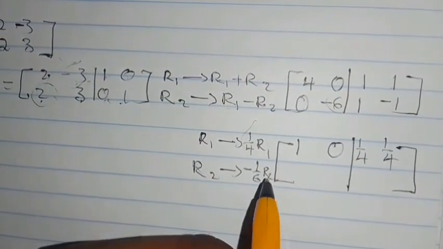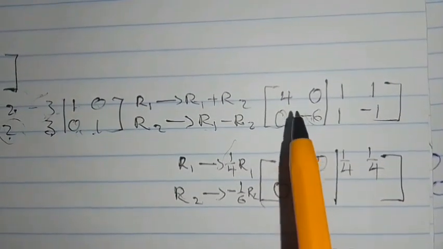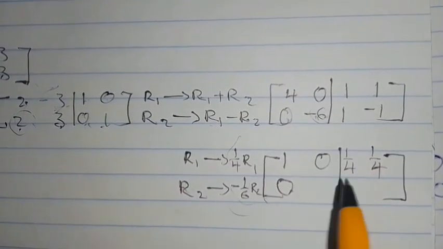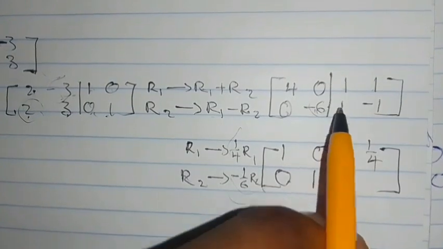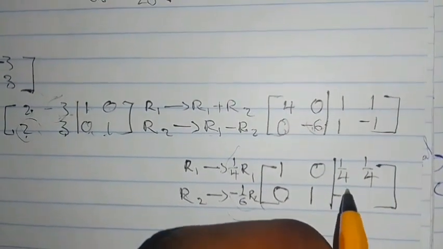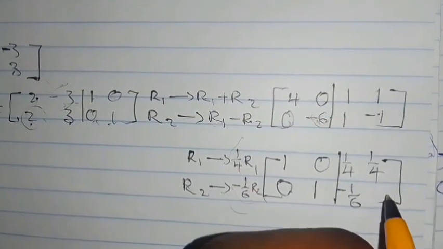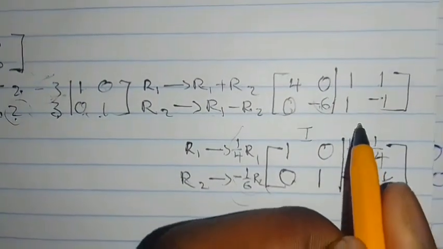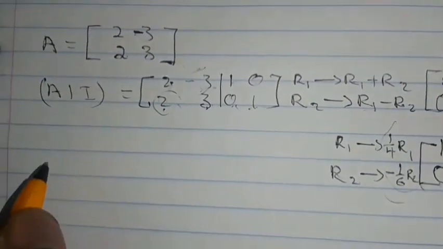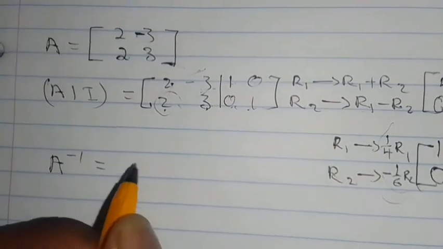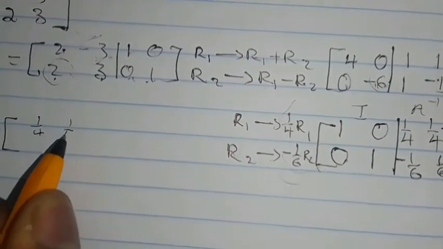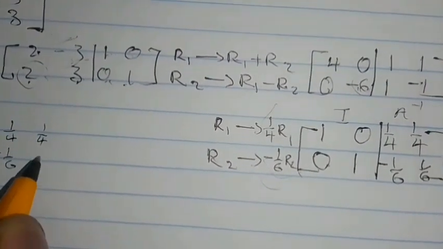Replacing row 2 with minus 1 over 6 row 2: 0 times minus 1 over 6 is going to be 0. Minus 6 times minus 1 over 6 is just going to be 1. And then 1 times minus 1 over 6 is going to be minus 1 over 6. And then minus 1 times minus 1 over 6 is just going to be positive 1 over 6. Now we have an identity on the left. That means that we'll have an inverse on the right. So that means that if we have our matrix to be this one, that means that A inverse will be equal to 1 over 4, 1 over 4, minus 1 over 6, and 1 over 6.